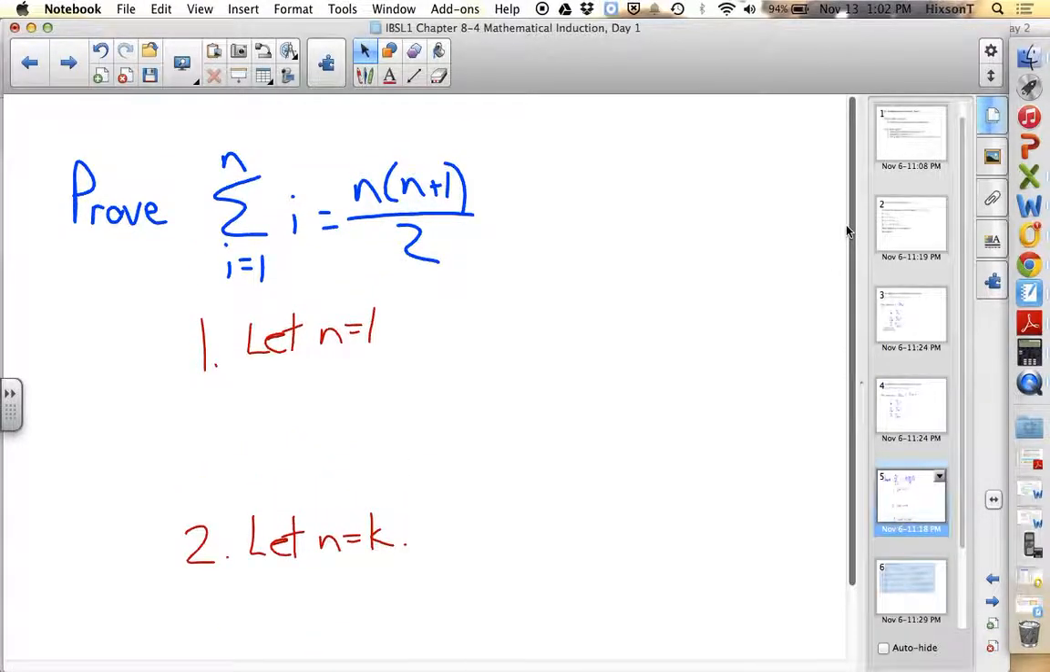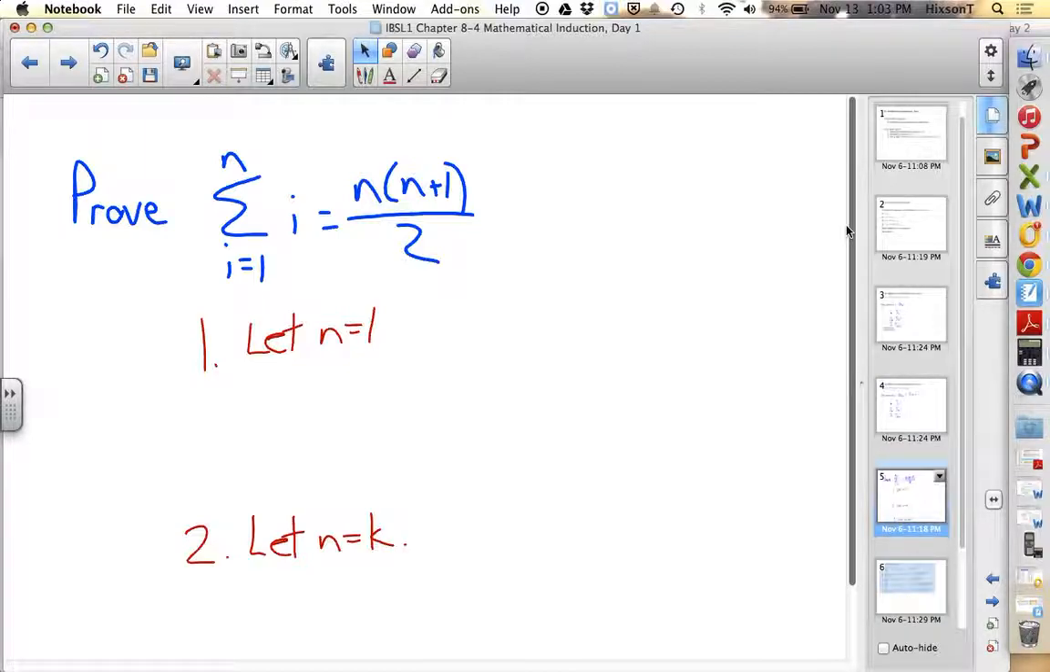Alright? So let's step through this example here. Let's first of all understand what exactly we're proving. Can someone explain what this sum is saying? It's the sum of every number up to n. It's the sum of the integers from 1 to n. Okay, good. So we're just adding 1 plus 2 plus 3 plus 4 all the way up to n.